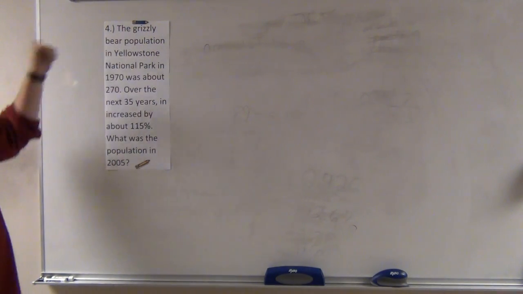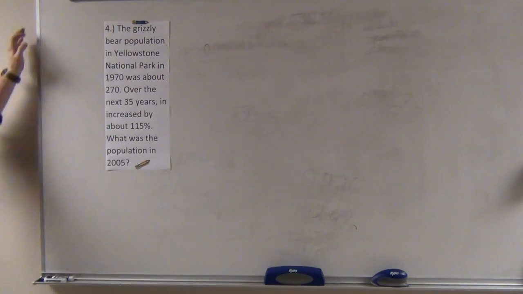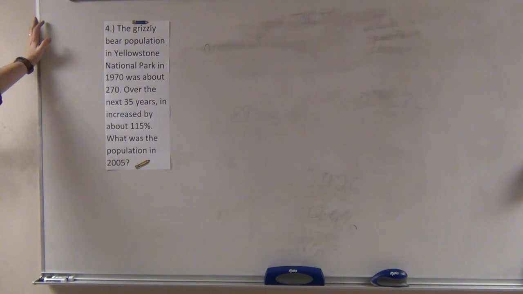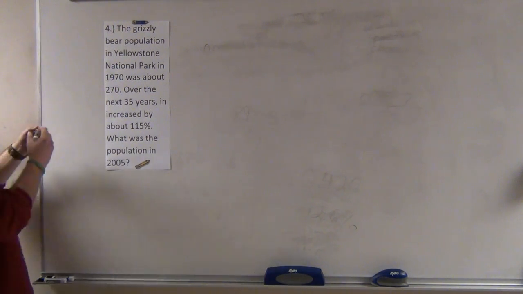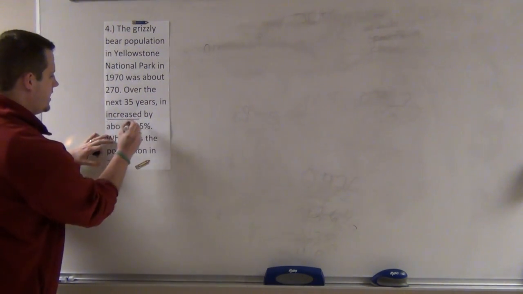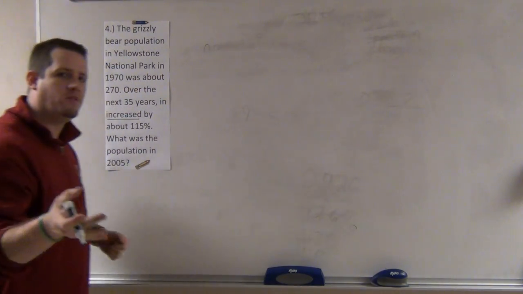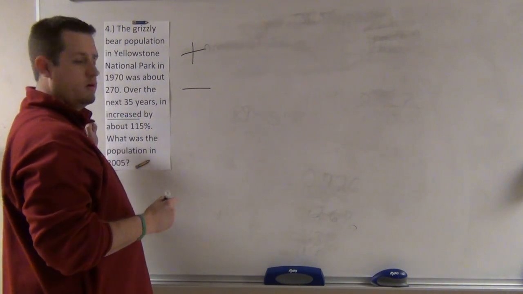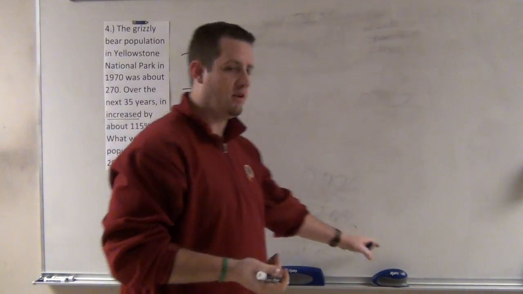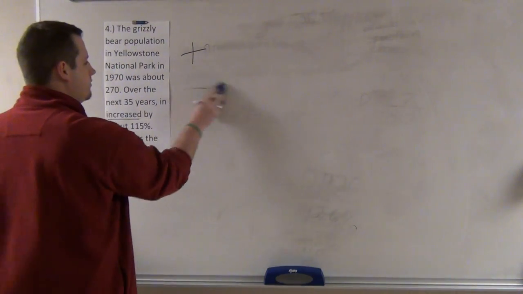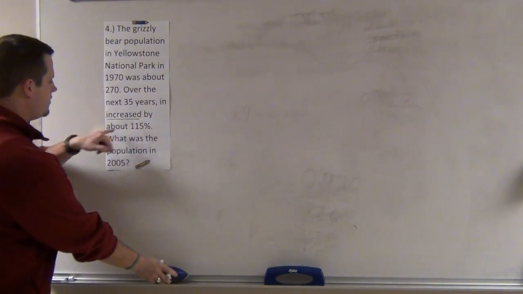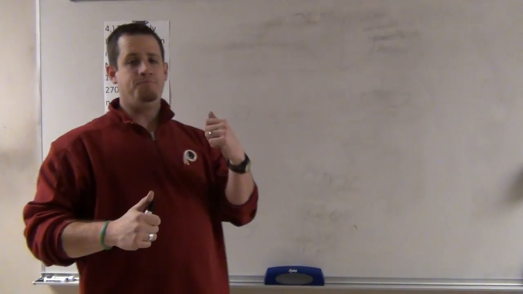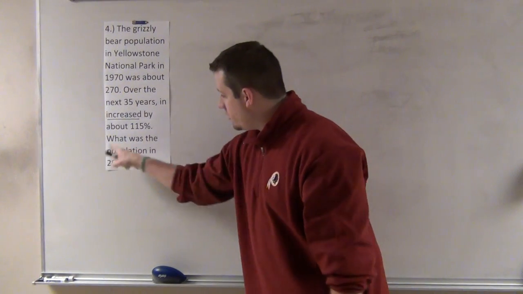The grizzly bear population in Yellowstone National Park in 1970 was about 270. Over the next 35 years, there it is, increased. So what would that be represented by? Would that be represented by a positive symbol or a negative symbol? Yes, positive symbol. Increase is positive. Negative is decrease. Okay? So increased by 115%. What was the population in 2005? All right, so recognize first of all that they didn't ask you for a percentage, did they?